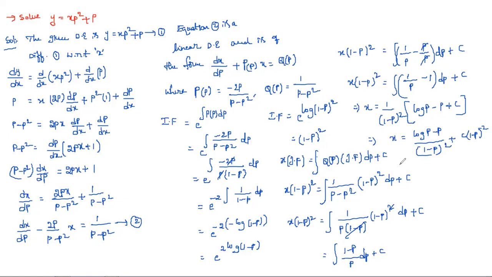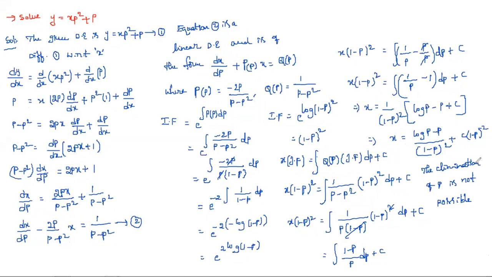This is x. So here elimination is not possible, right? The elimination of p is not possible. So for that what we have to do, we have to substitute in equation 1. So the elimination of the parameter p is not possible. Now we have to substitute x in equation 1. So then what we'll get? Equation 1 is nothing but here it is y is equal to x p square plus p. So this is equation 1.